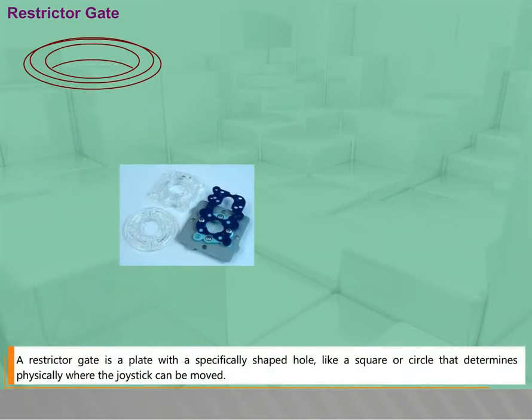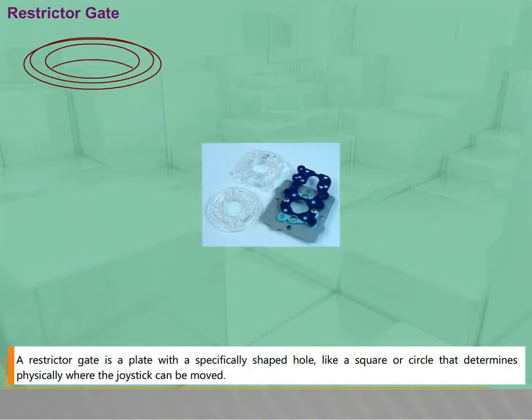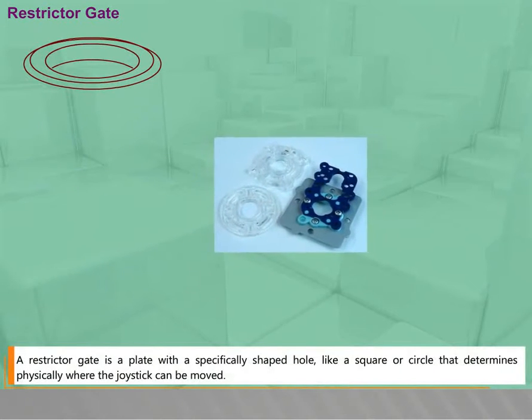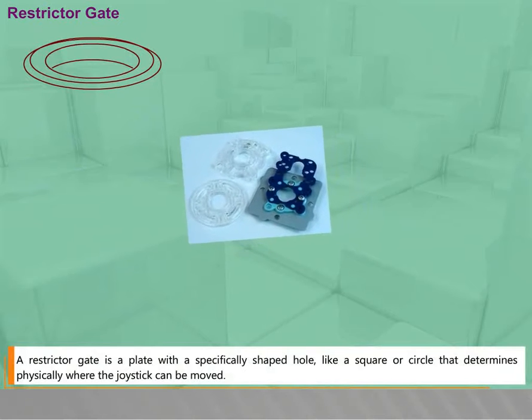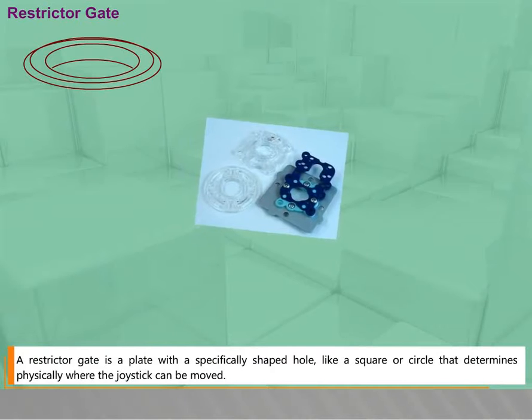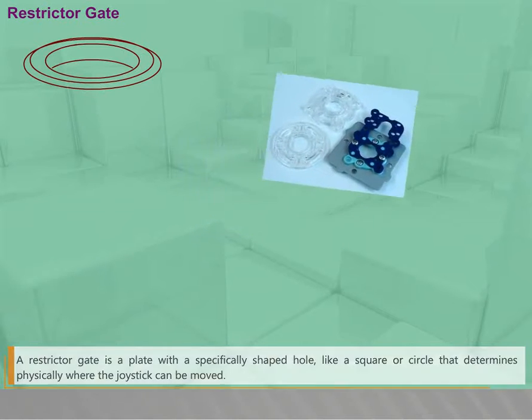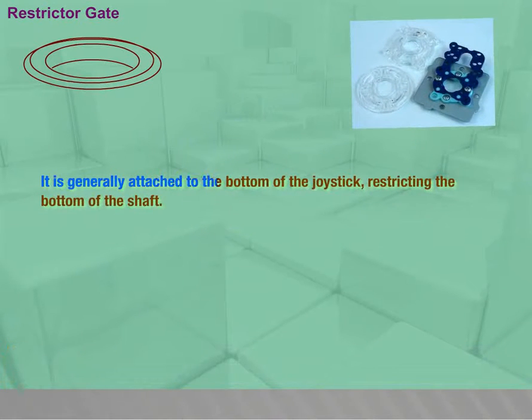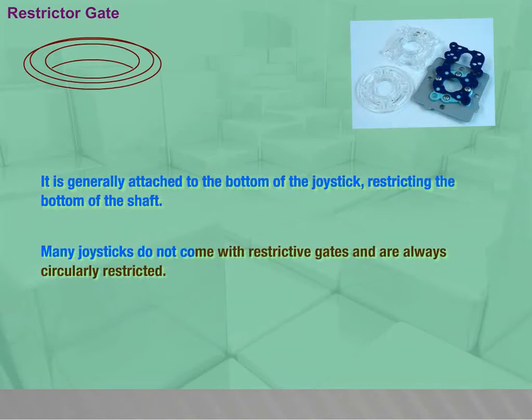Restrictor gate. A restrictor gate is a plate with a specifically shaped hole, like a square or circle, that determines physically where the joystick can be moved. It is generally attached to the bottom of the joystick, restricting the bottom of the shaft. Many joysticks do not come with restrictor gates and are always circularly restricted.